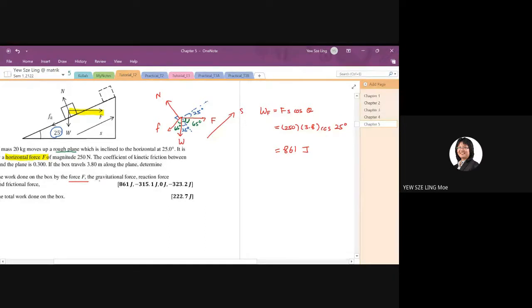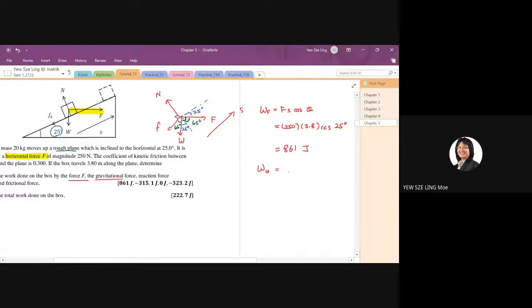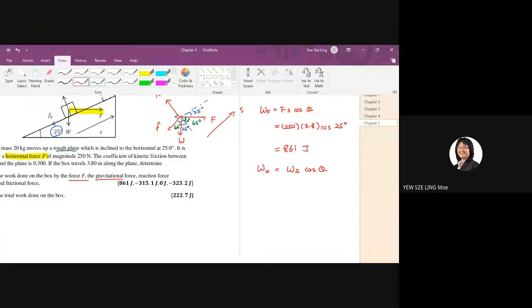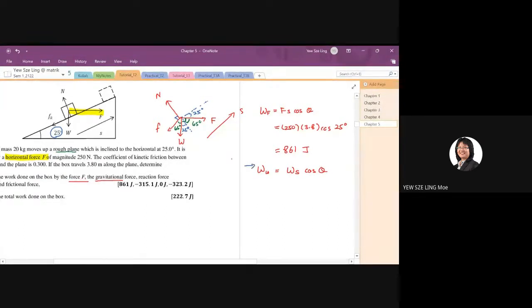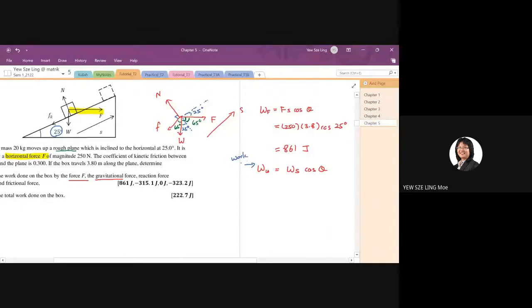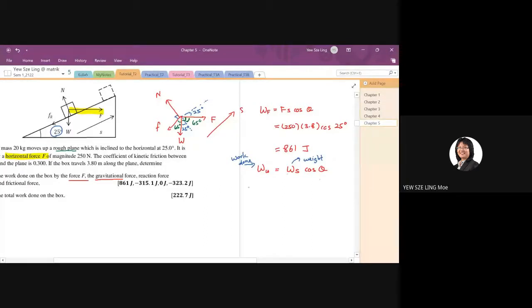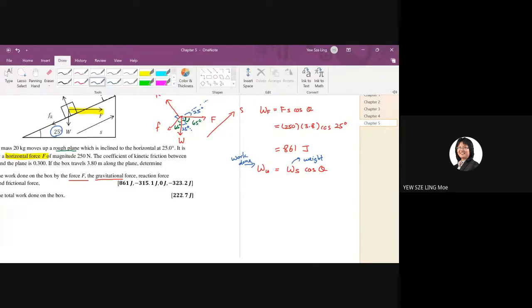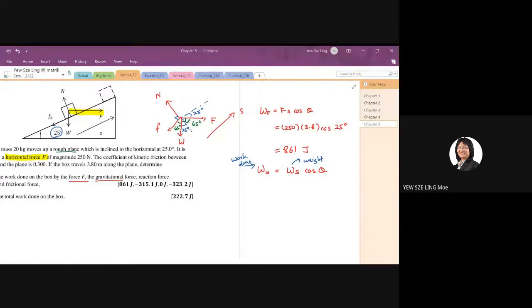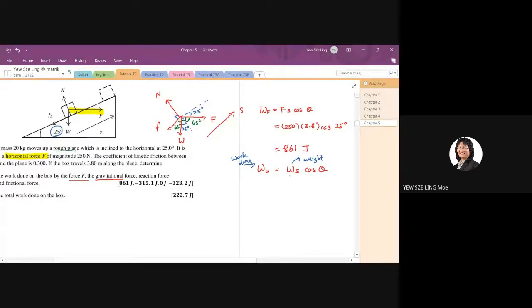The second one is gravitational force. So W equals W S cos theta. You have to be careful: the first W here represents work done, and the second W here is the weight. So make sure you use the right symbol. So W equals W S cos theta.